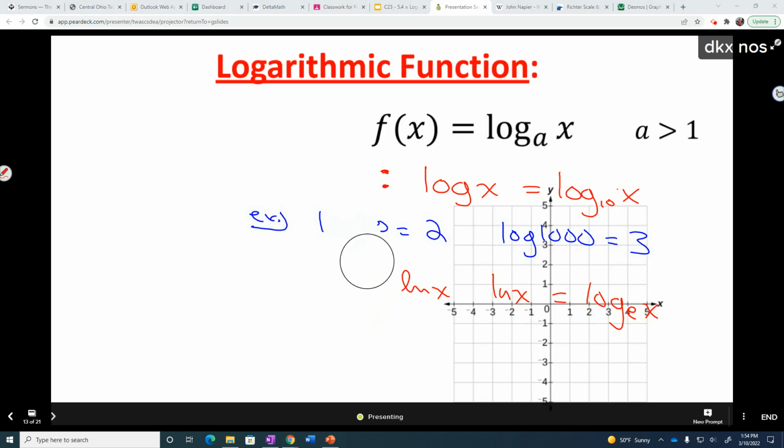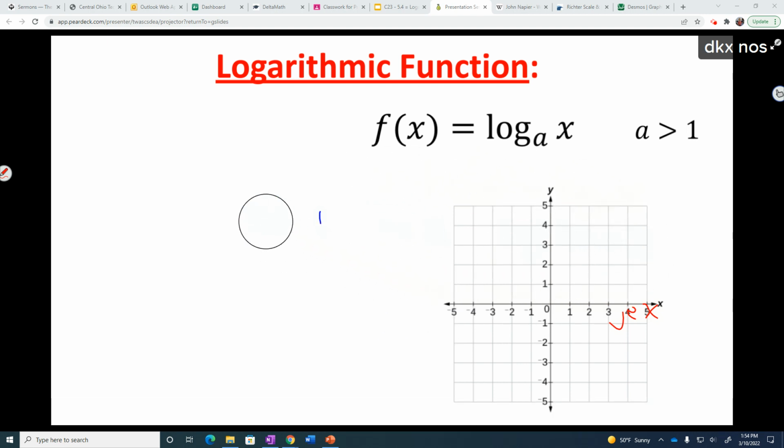This is gonna be fun. It's actually pretty easy. It's just as easy as exponential.